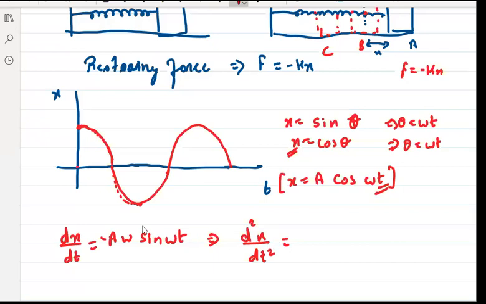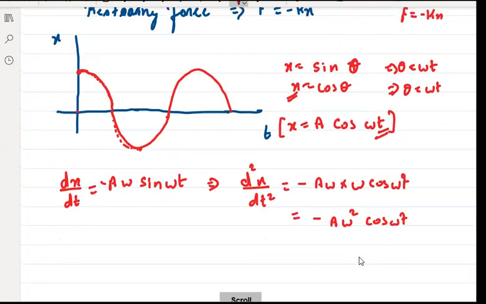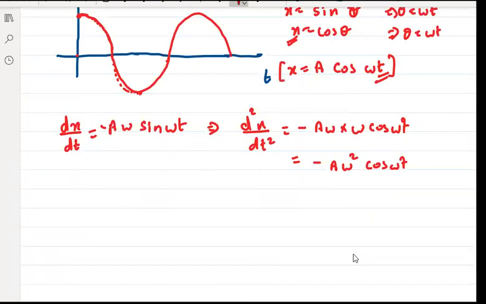What will be the differentiation of this? It will be minus A omega, constant. What's the differentiation of sine omega t? It will be omega cos omega t. Yes or no? Students, are you getting it? Samya, everyone is getting it? I just used the differentiation in one step; I hope all of you know this much. So it will be minus A omega squared cos omega t. Yes or no? Okay, very good.